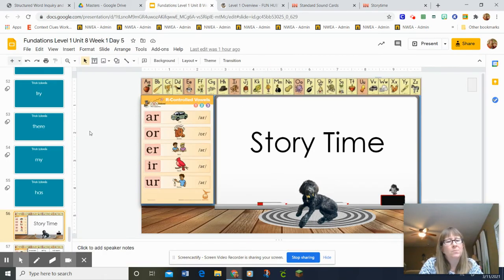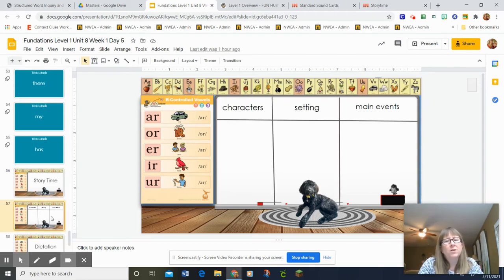Okay, now what you're going to do is you're going to tell your teacher what to type in here for the character, setting, and main event. Remember, we've talked about this. The character is who all's in the story, the who or what. Who's the main character in the story? The setting is the when and the where the story takes place, and the main events, that's what happens in the story. So you and your teacher are going to fill this out. Your teacher is going to go ahead and type it in here as you guys discuss it. And then we will continue on. Once you finish that, your teacher can start again.